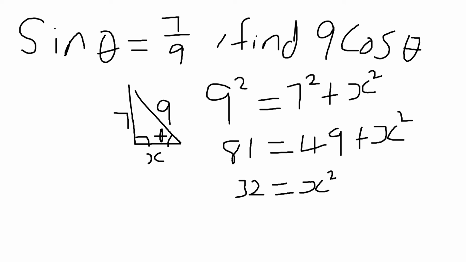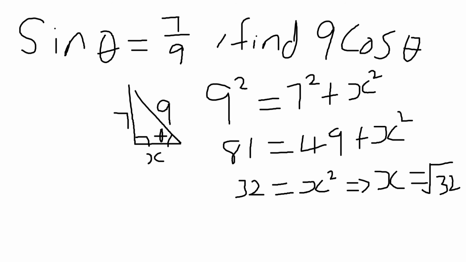So for us to get our x, this is telling us that we have to take the square root of both sides. So our x, when we take the square root of both sides, will give us the square root of 32. So that is our x. So that's telling us this adjacent that we are looking for is the square root of 32.